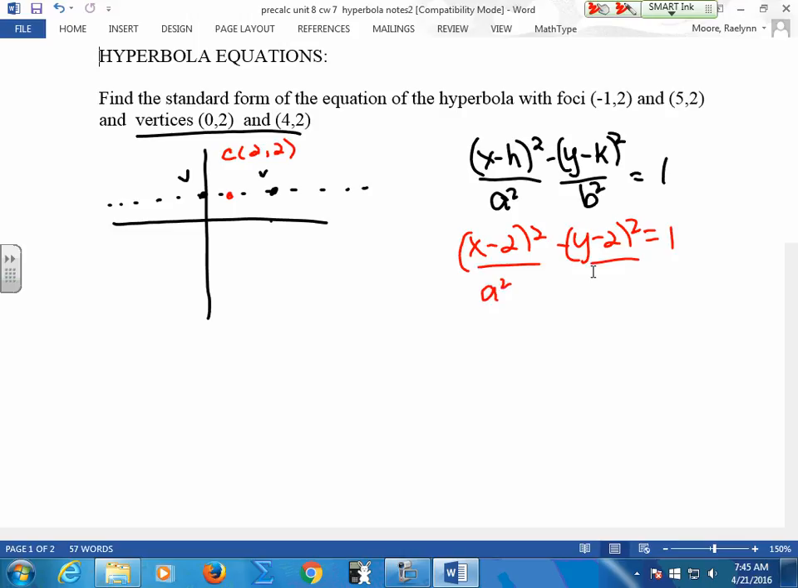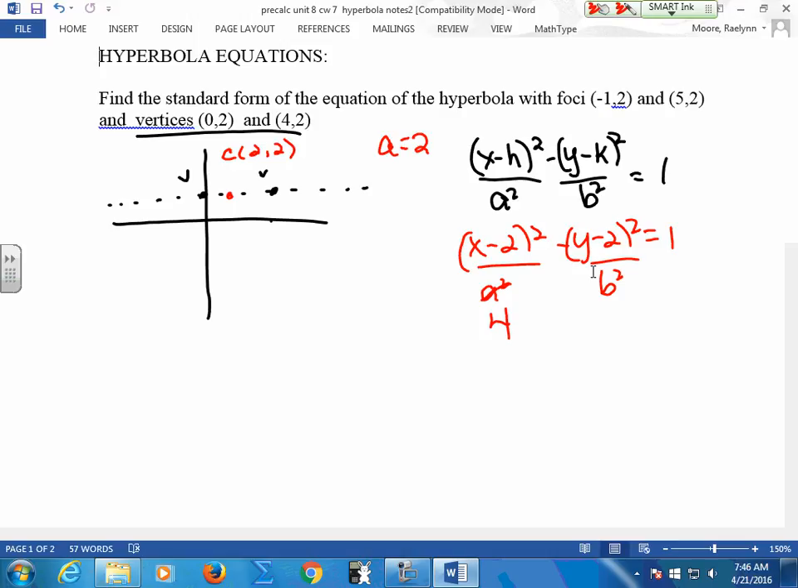Okay. What else can we find with just this? A squared. We can find a, so let's find a first. What's a? A is going to be 2. The distance from the center to the vertex, so 2. So this would be 4. So now, that's all we can get from there.